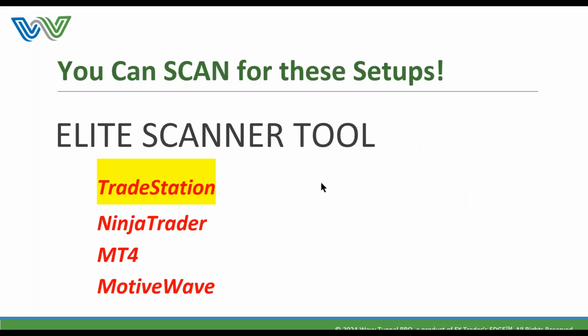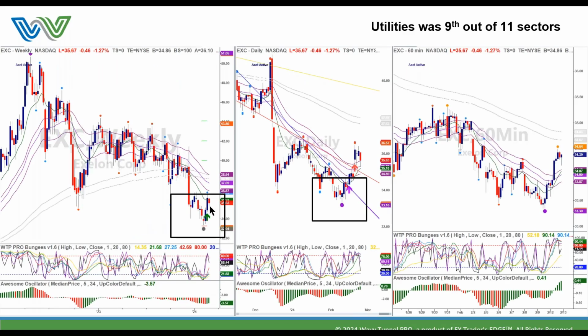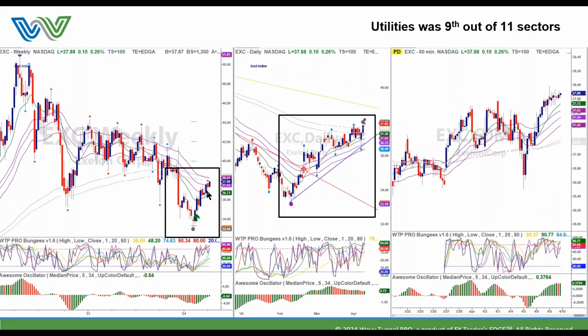I'm not going to take you through all of the scanners per se, but I do want to show you TradeStation, the trade that popped up on the weekly. We were talking about it. XEXC on utilities. This is where it popped up as a buy. You see the green arrow, you see the gray dot, and this is where it popped up. And you get your profit targets as well. And this is where we are as of yesterday.